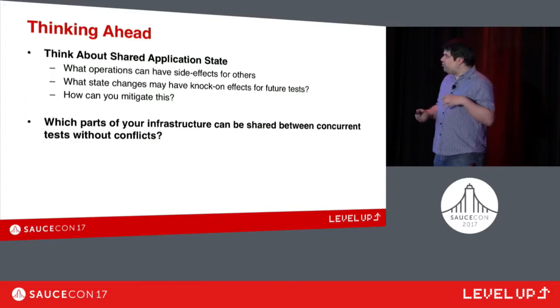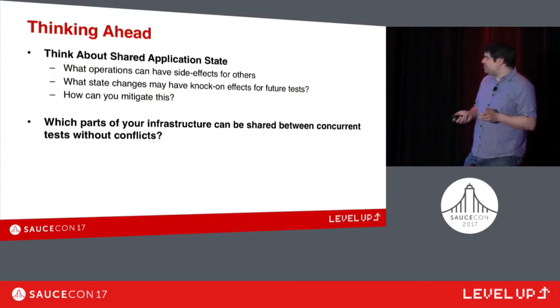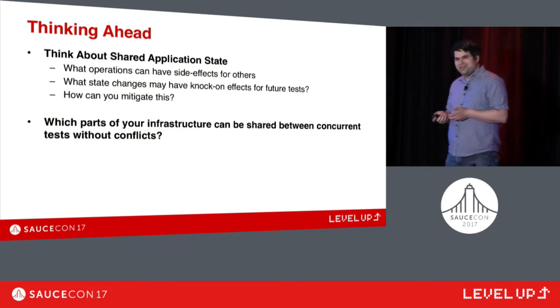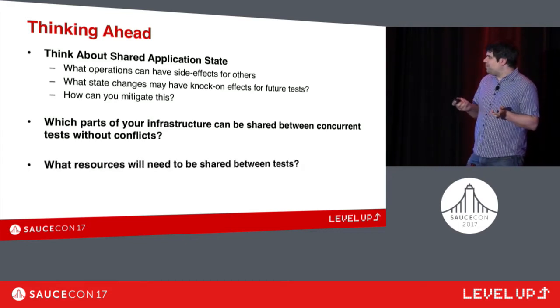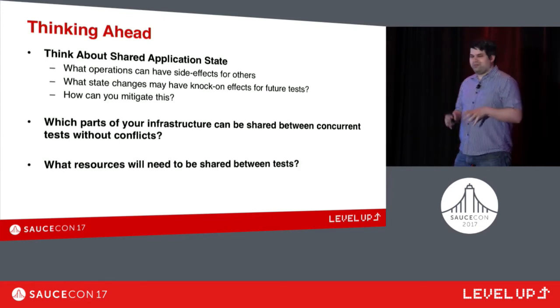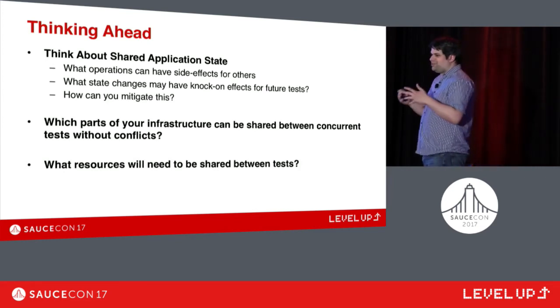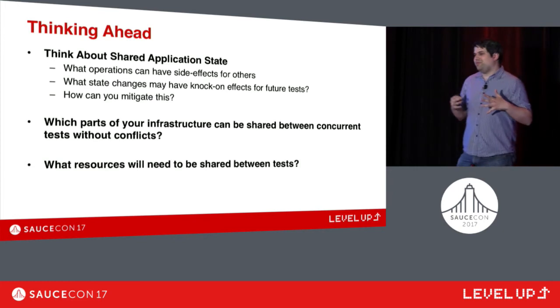Also, you need to think about what parts of your infrastructure can be shared between concurrent tests without conflicts. So there's all sorts of interesting things I've seen crop up here. But if you think about when two tests run at the same time, what resources might they hit at the same time and what problems may occur?